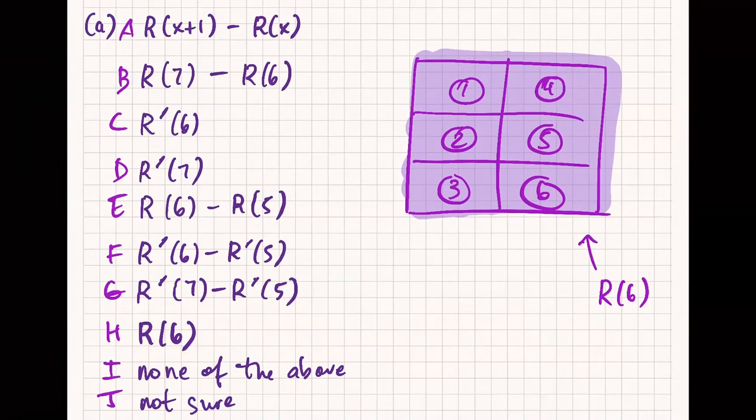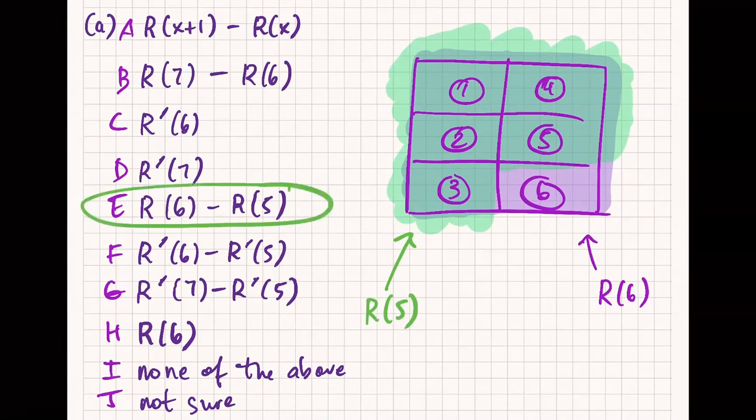Okay, but I only want the revenue just from that one block, right? So now what I can do is, obviously I can take off the revenue from the first 5 blocks, right? Because if I do the difference between these, I'd only be left with block number 6. Now, what is the value of the revenue from those first 5 blocks? That's R of 5. So the difference between these then gives me exactly what I want, the revenue from block number 6, which is R of 6 minus R of 5.